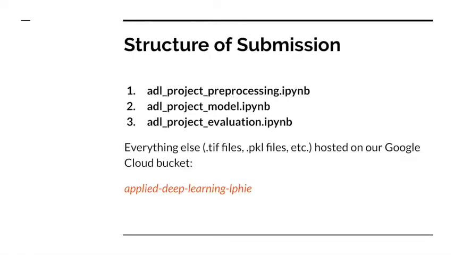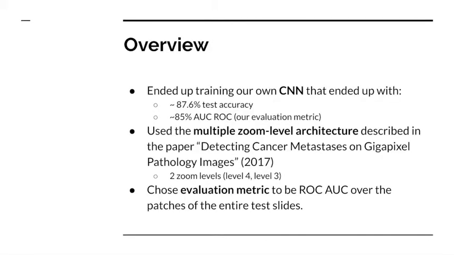We will go over the code later. This is just a structure of our submission for your reference. We ended up training our own CNN, which worked the best, with about an 87.6% test accuracy, and using our evaluation metric, an 85% area under the curve for the ROC.